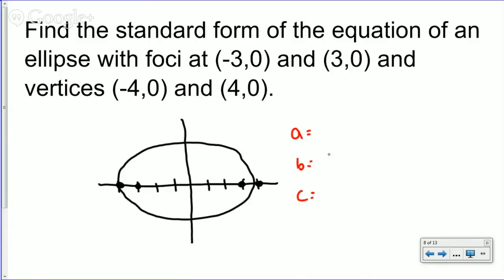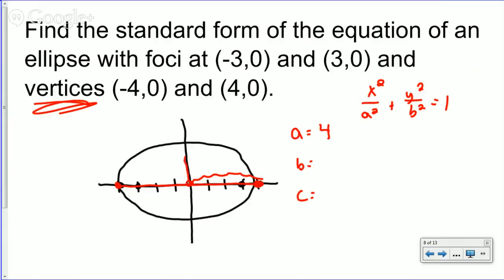Now looking at this, it tells me that vertices are here and here. Well, that tells me that the major axis is running with the x. So if the major axis is running with the x, I got x squared over a squared plus y squared over b squared equals 1. Okay, so that tells me that a is the distance from here to here, which is 4. b, I don't know. That's the distance from the center to the minor. And c is the distance from the center to the foci, which is 3.